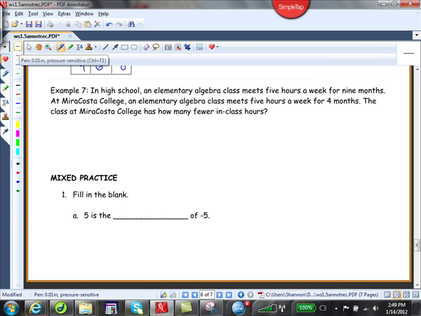First of all, let's figure out how many more months. Do you notice that they meet the same 5 hours a week? Actually, as you know, it's only 4 hours a week, but here's hoping that we can make them 5 hours a week. So here we go. We could start by saying 9 months minus 4 months, and that's going to give us 5 months, isn't it?